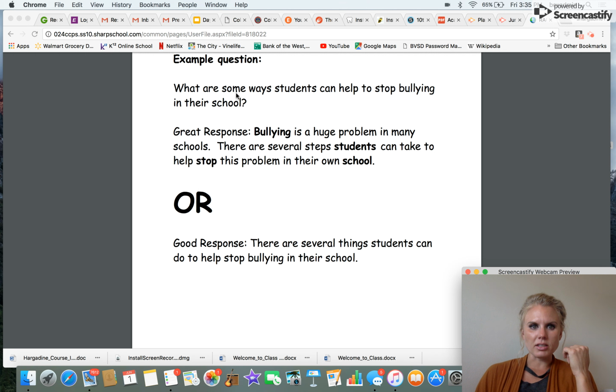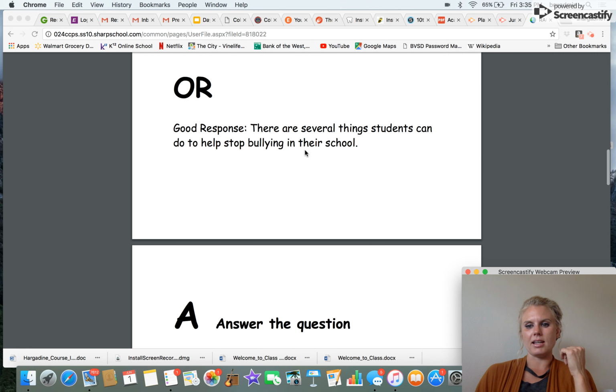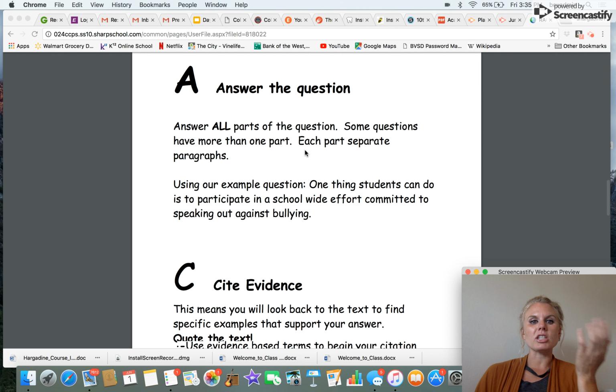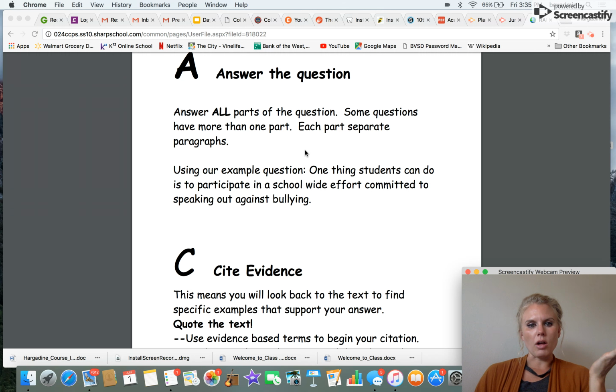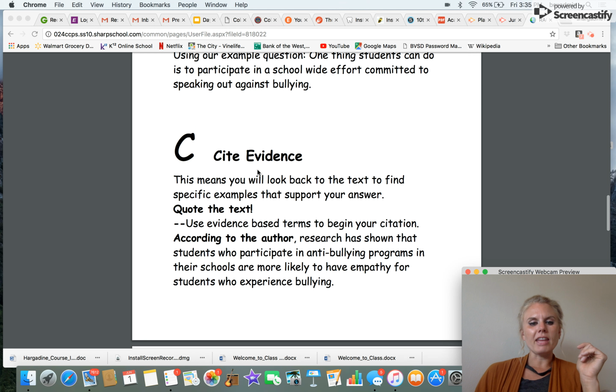You're taking parts of the question and restating it in your answer. Then you actually answer the question. Answer all parts, right? One thing students can do is to participate in a school-wide effort committed to speaking out against bullying. Then you're going to cite some evidence and quote the text.